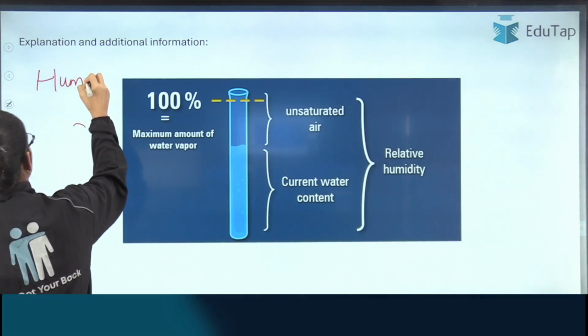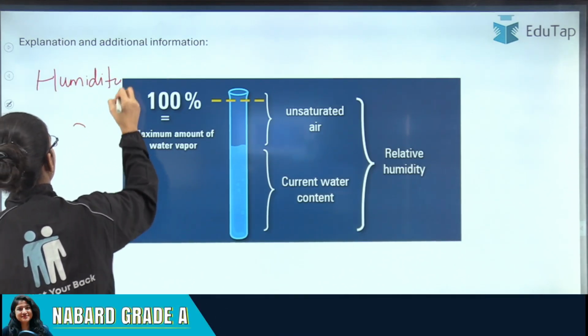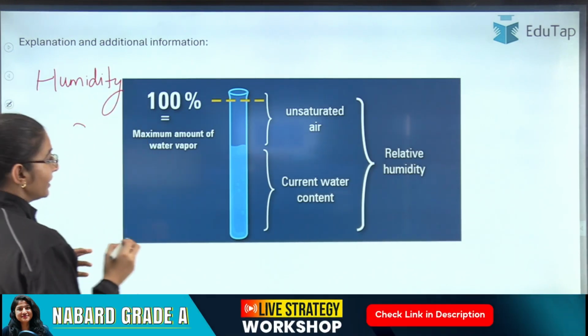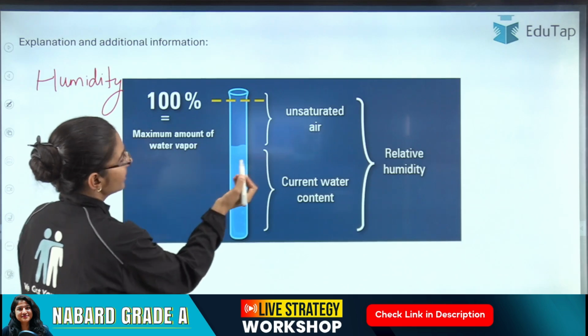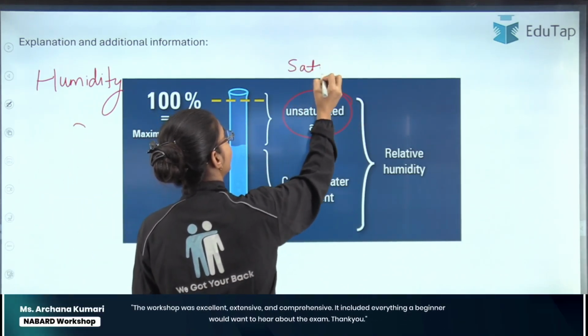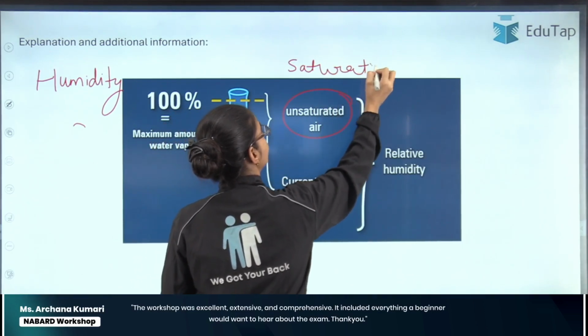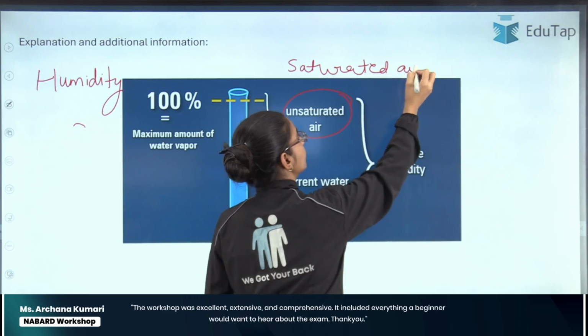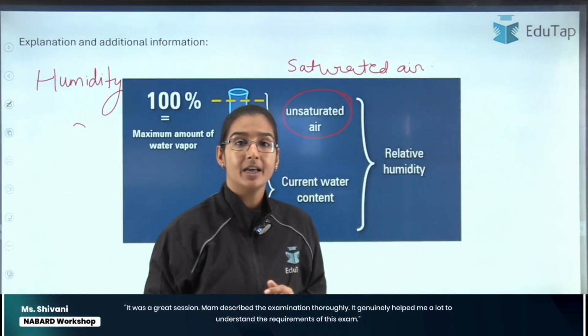Now, as far as the term humidity is concerned, there are a few related concepts also, right? That is saturated air and unsaturated air. So here unsaturated is written. Along with unsaturated, there is one more term, which is saturated air. Now, what is meant by these terms, saturated and unsaturated?